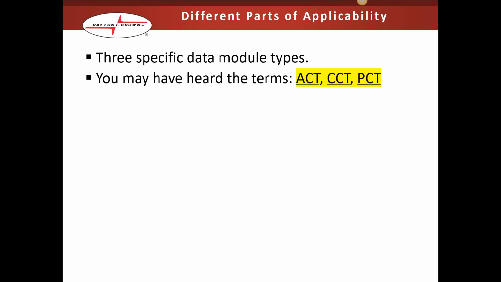Because now what we're going to do is dissect the different parts of applicability, and there are 3 specific data module types that we have. All right, so these are written in XML. They are stored in a CSDB. They are edited by usually 1 or 2 people that understand the applicability data module types.